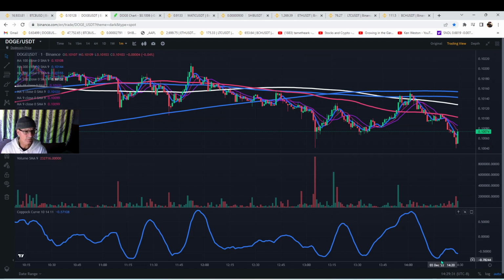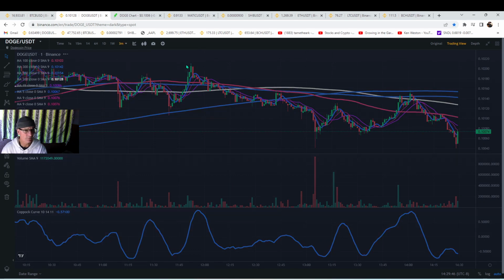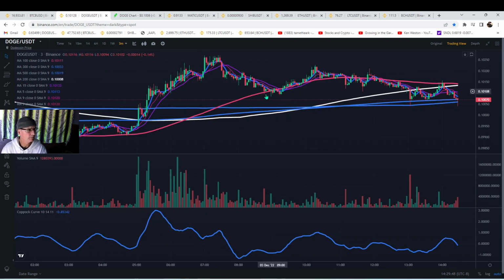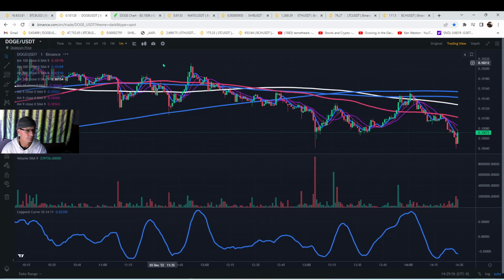When it hit 0.5, it's starting to bounce. That could be the area for bouncing. 0.5 right here. And then on the 3 minute, you'd see it, not quite as pronounced. The Coptic curve on the Binance charting on TradingView.